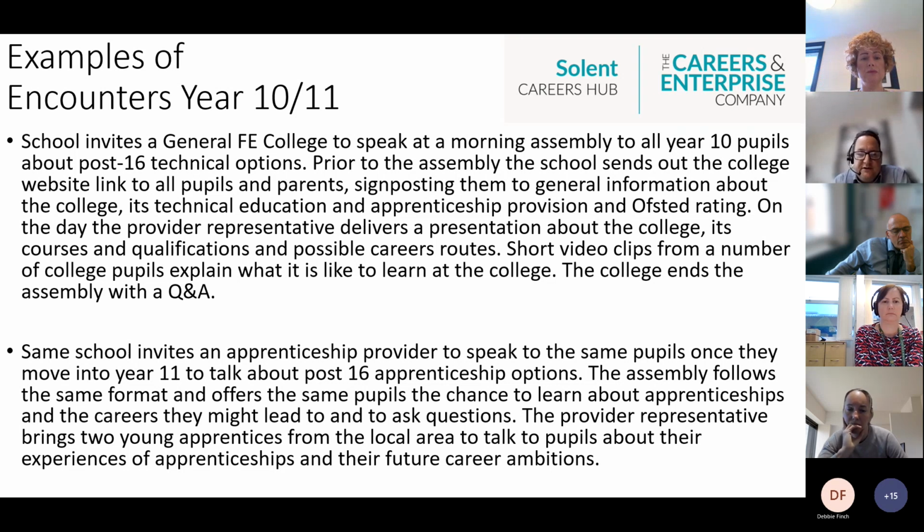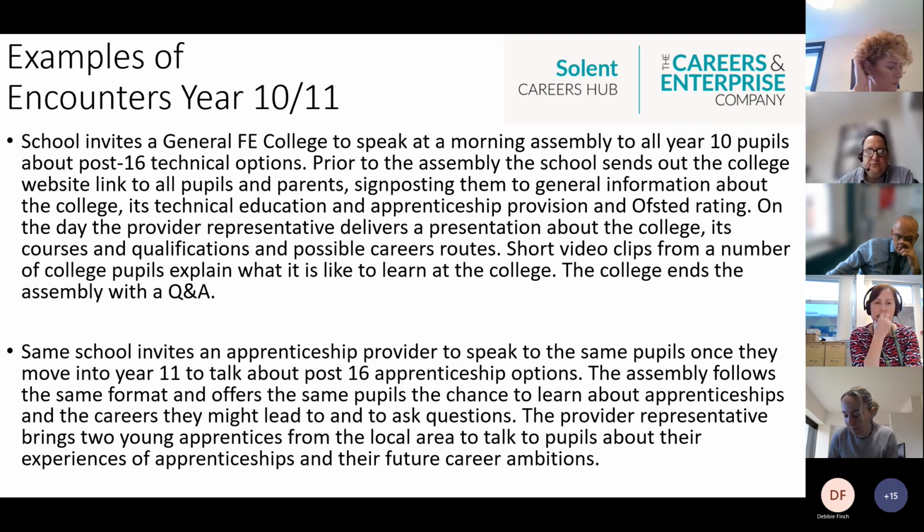The same school invites an apprenticeship provider to speak to the same pupils once they move into year 11 to talk about the post-16 apprenticeship options. The assembly follows the same format and offers the same pupils the chance to learn about apprenticeships and the careers they might lead to, and ask questions. The provider representative brings 2 young apprentices from the local area to talk to pupils about their experiences of apprenticeships and their future career ambitions. So again, there's that human story in there, and the relevance, and how those young people can relate to that.